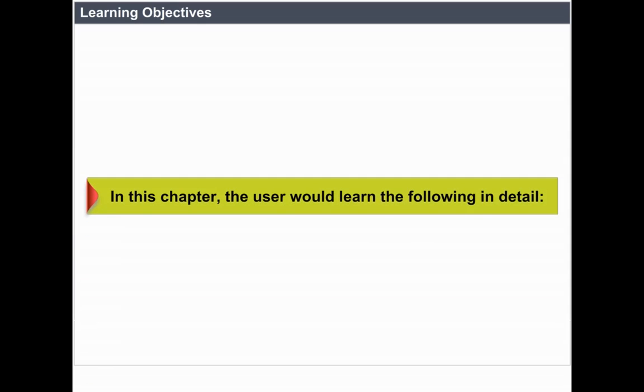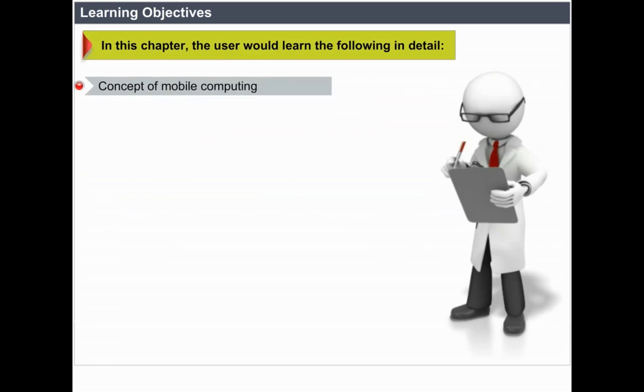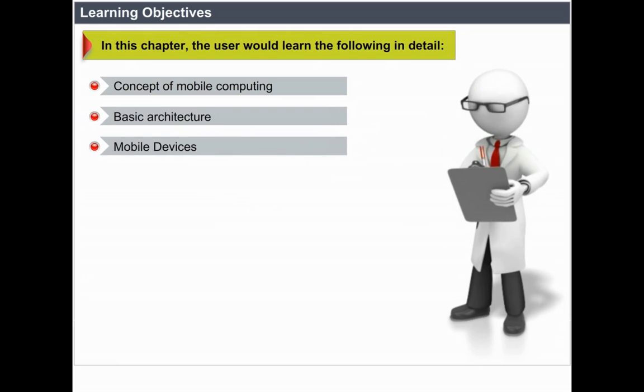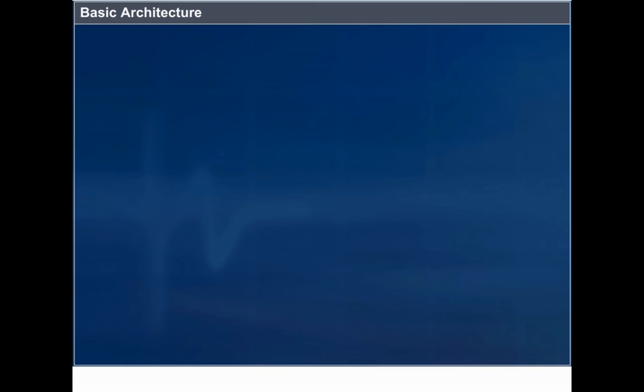Mobile computing, learning objectives. In this chapter, the user would learn the following in detail: concept of mobile computing, basic architecture, mobile devices, limitations of mobile devices.